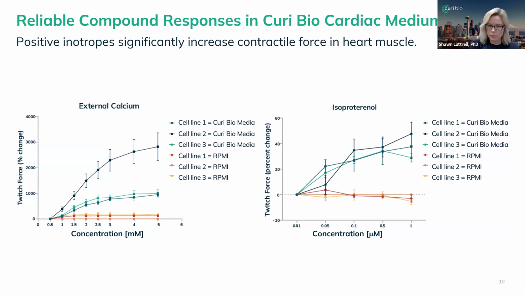And we see virtually no response or no positive increase in force in RPMI. And actually, there's a decrease in force at the highest concentrations. Whereas we see a very strong and clear positive response in tissues cultured in our media. And so we see that we can use these drugs to increase contractile force in our mini heart tissues.